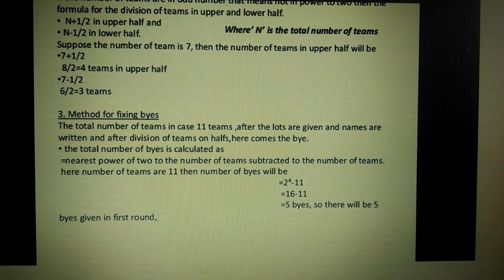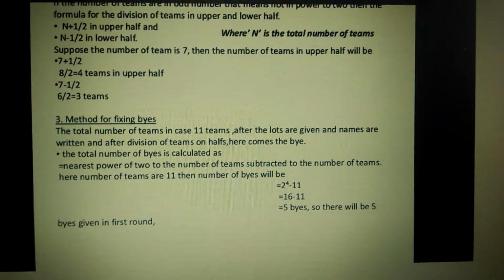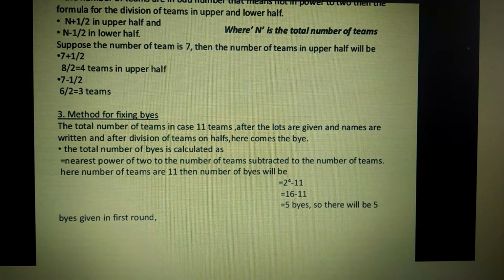If the number of teams is odd, that means not a power of 2, then the formula for the division of teams in upper and lower half is n plus 1 divided by 2 in the upper half and n minus 1 divided by 2 in the lower half. Suppose the number of teams is 7, then the number of teams in the upper half will be 7 plus 1 divided by 2, 8 divided by 2 equals 4 teams in the upper half. 7 minus 1 over 2, 6 divided by 2 equals 3 teams, where n is the total number of teams.